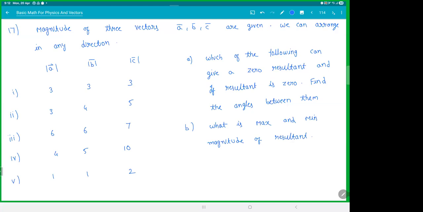Okay, let's see the first one. Let me show you one. Rohit, you have to tell me the angles. Yes, angles. We need to get the angles. That's the major one.